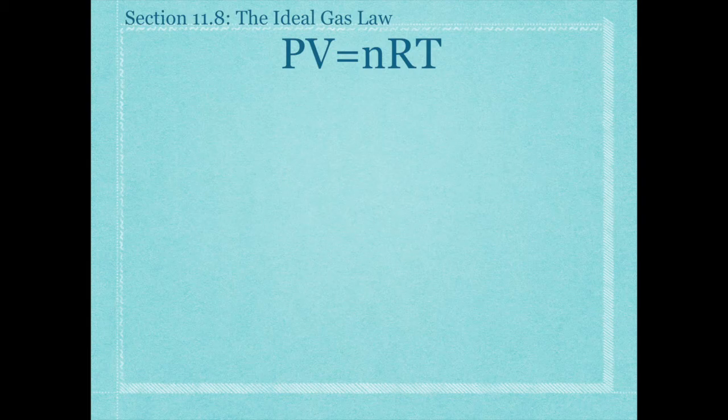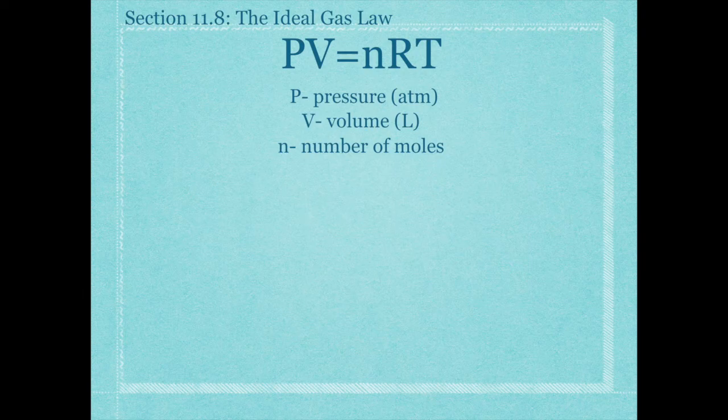Okay? So as a reminder, P is for pressure. The units for pressure need to be in atmospheres. So if you're given millimeters of mercury or kilopascals, you have to make sure to convert that. V is your volume, and volume has to be in liters. n is your number of moles, so that's going to be in moles.